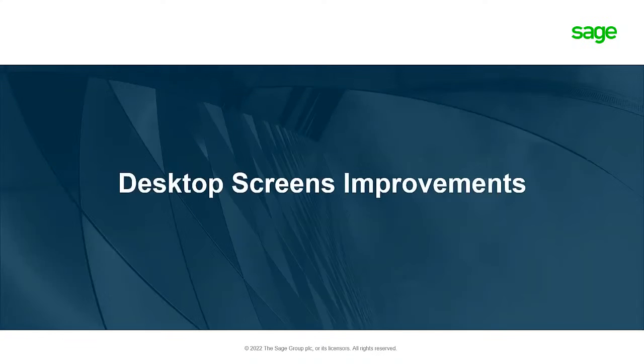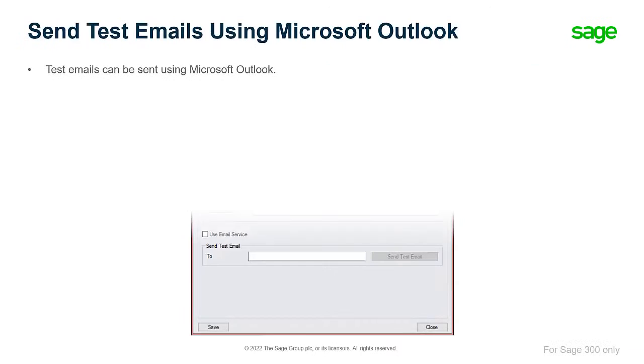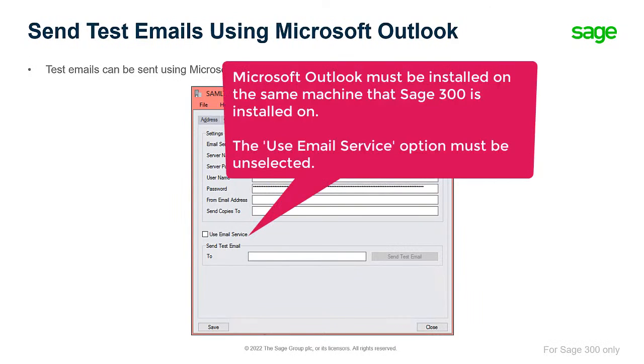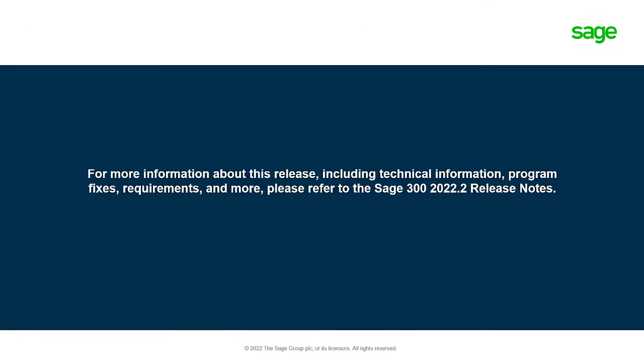Now let's review the desktop screens improvements. When setting up your company profile, you can now send test emails using Microsoft Outlook on the Email tab of the company profile screen. To use this functionality, you must have Microsoft Outlook installed on the same machine that Sage 300 is installed on, and the Use Email Service option must not be selected.